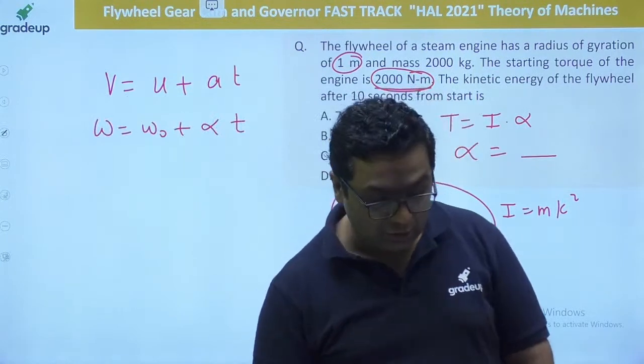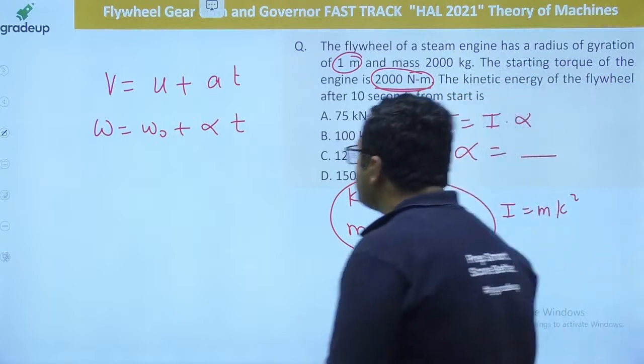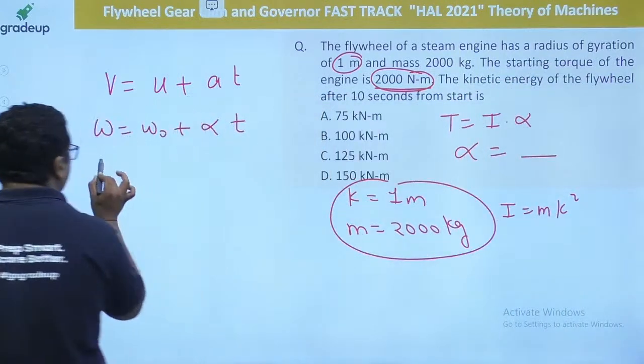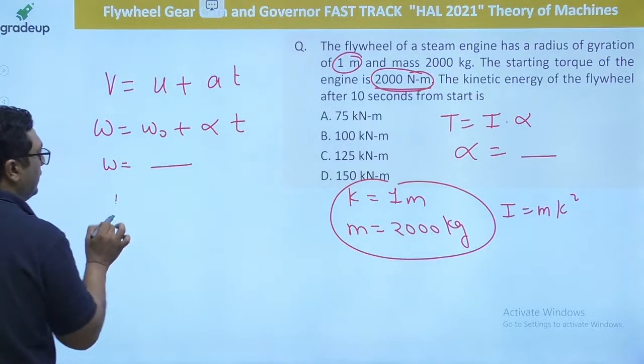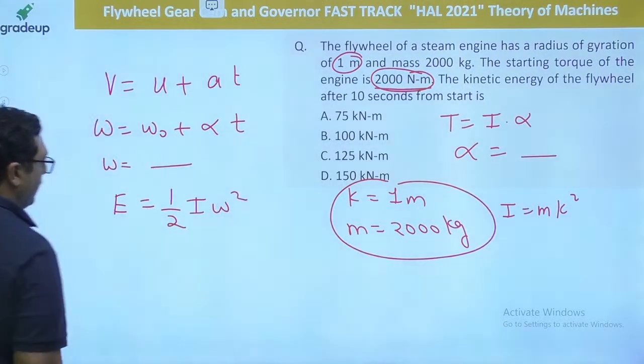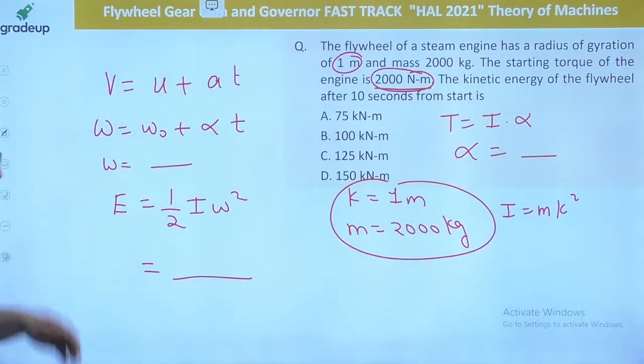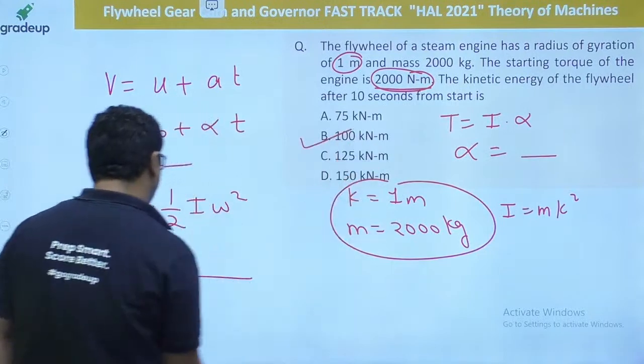Aditya already answered it. Answer is B. Very good. As you know, initial velocity is going to be 0. You will get some value of omega. Then E will be half I omega square, and you will get the value of energy. So the value will be B, 100 kilonewton meter.